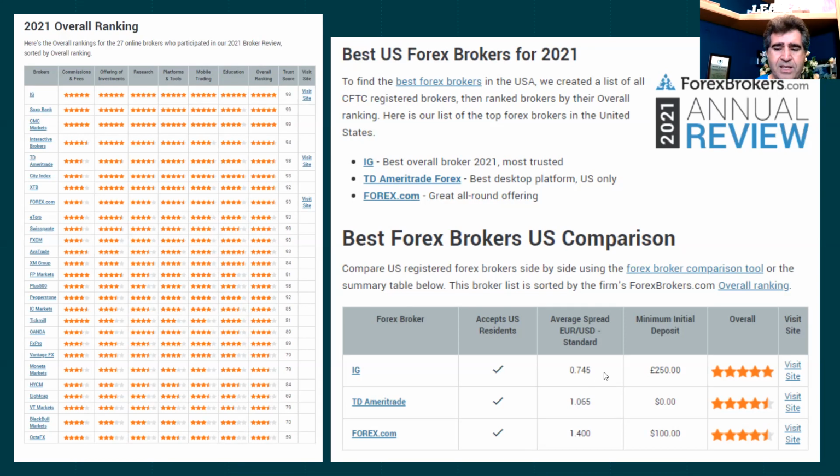So you can see these 3, forex.com, you can see the spreads, but also you can see the minimums.